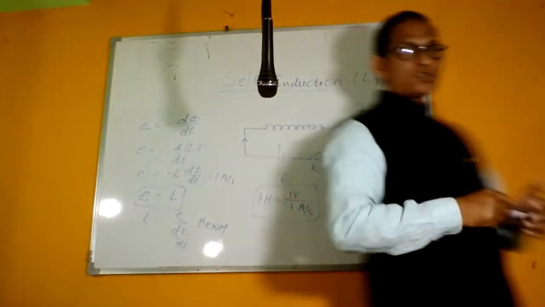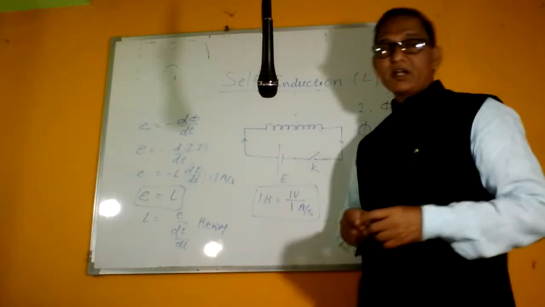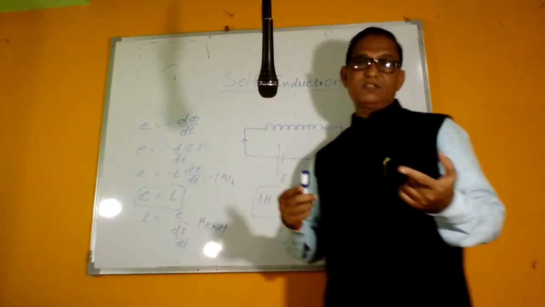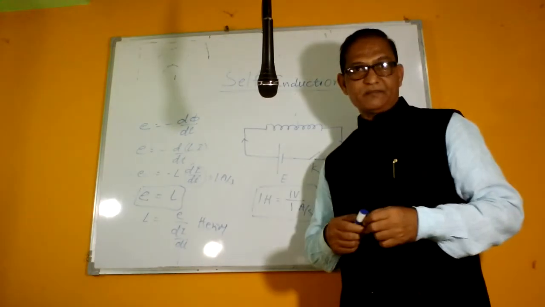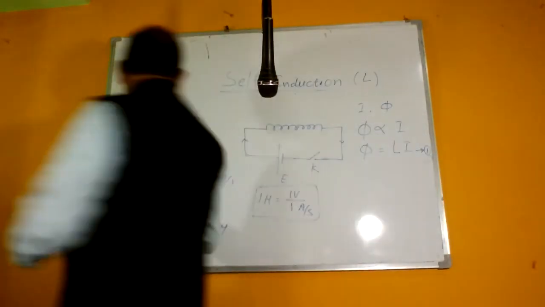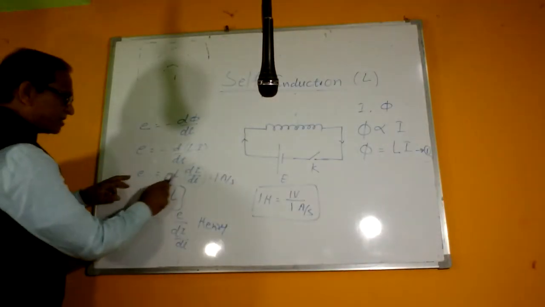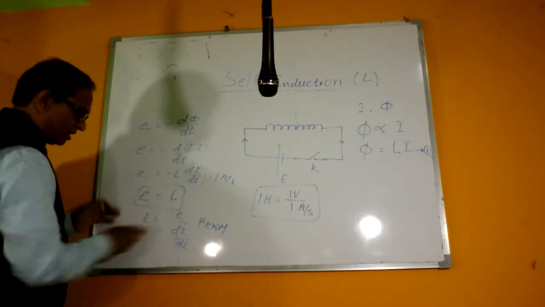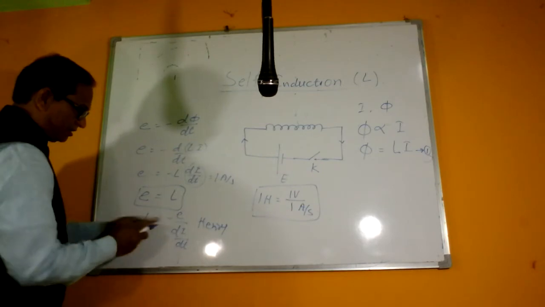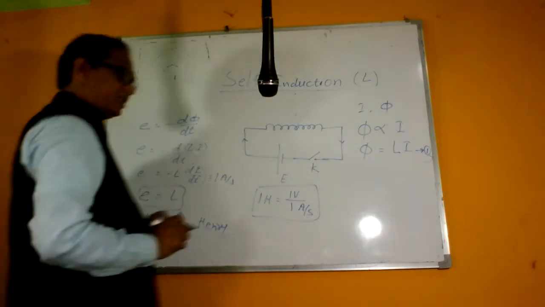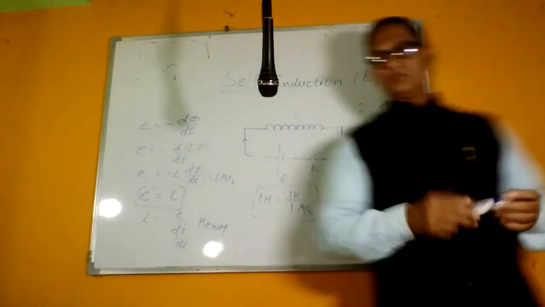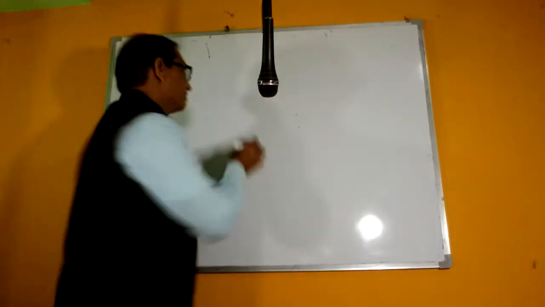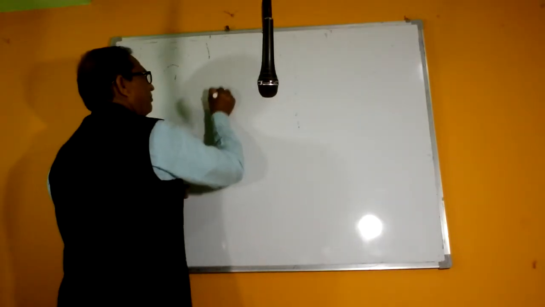The self-induction is defined as the production of induced EMF in the coil because of changes of the current in the same coil, and is given by E is equal to minus L di by dt, therefore L is equal to minus E upon di by dt. Mutual inductance, mutual induction, represented by M.